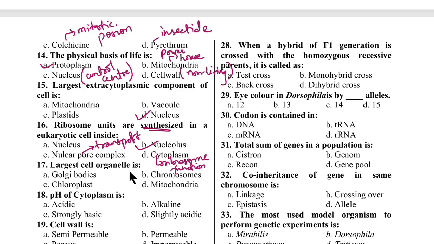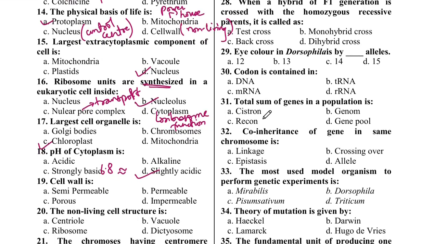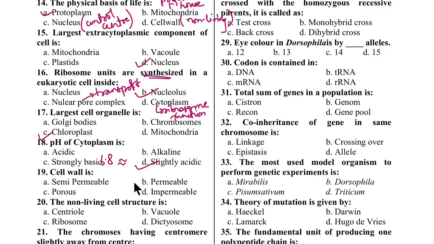And the largest cell organelle is obviously the chloroplast in the case of plant cells. Golgi bodies are smaller, chromosomes are not organelles, and mitochondria are smaller than chloroplast. Question number 18, the pH of cytoplasm is which of the following? Obviously it is slightly acidic, around 6.8. And the cell wall is semi-permeable, permeable, porous, impermeable?